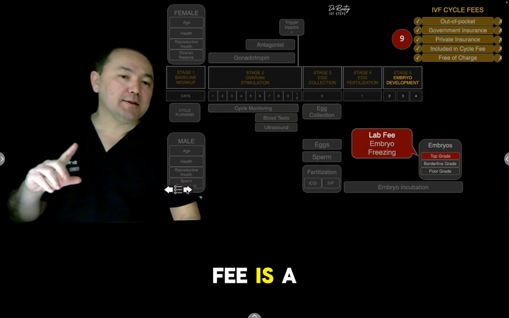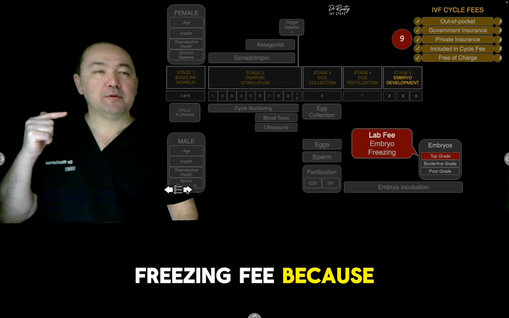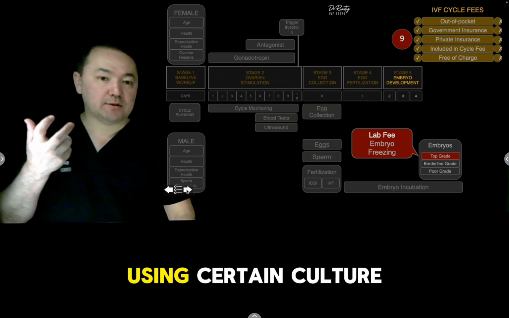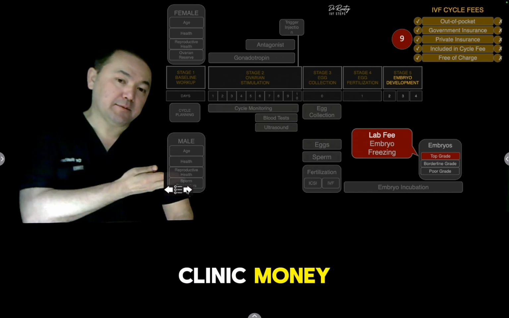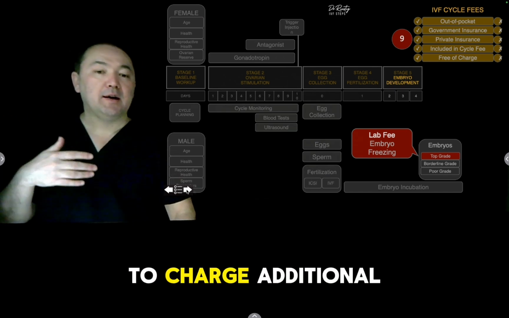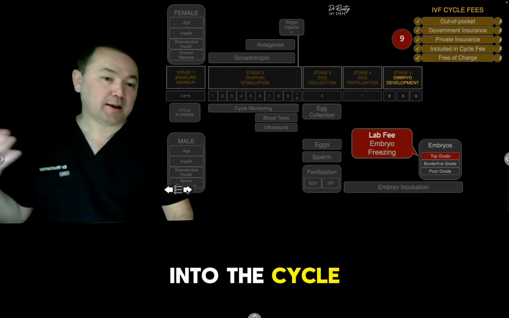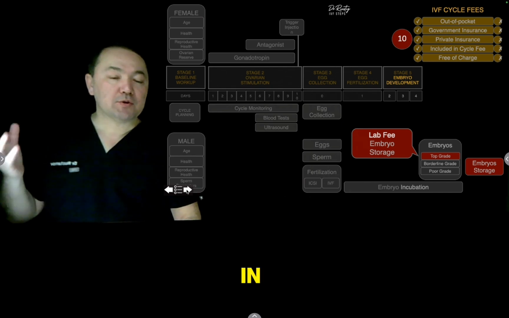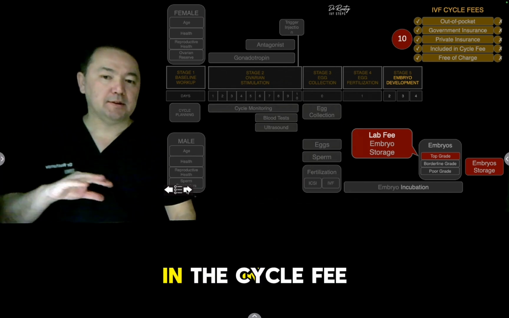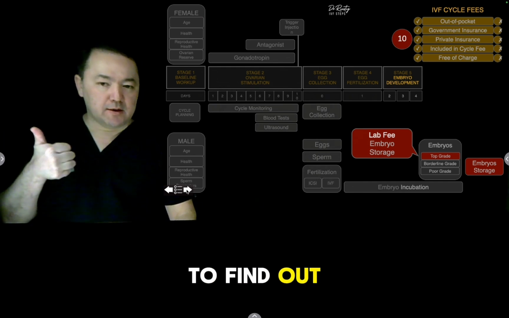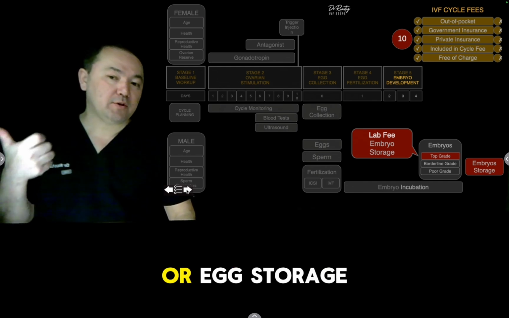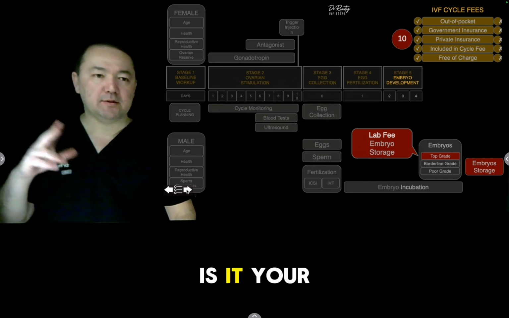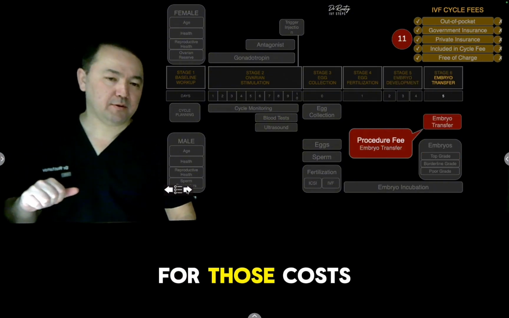So the next fee is a freezing fee, because freezing of eggs, sperm, or embryos involves using certain culture medium that costs the clinic money. So that's why they may need to charge an additional fee, or some clinics may just add it into the cycle fee. You need to clarify. And embryo storage, sometimes it may be included in your cycle. You really need to find out how much you pay for embryo storage, or egg storage, or sperm storage, and how often. So who is going to pay? Is it your insurance, or will you be paying for those costs?